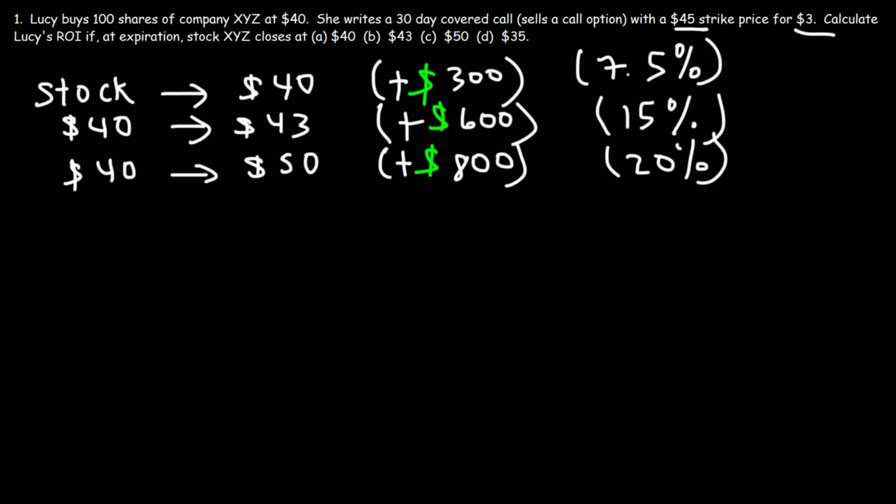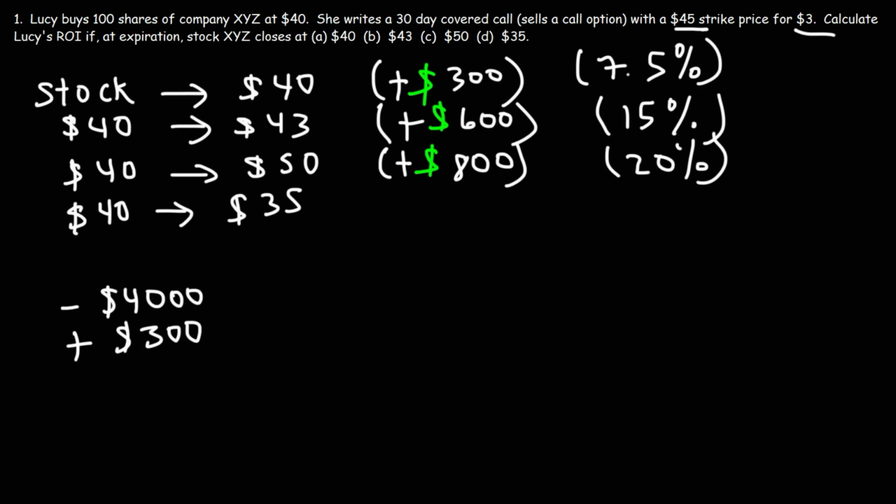Now let's consider the last scenario. That is, if the price of the stock goes down. Let's say it drops to 35. So that's not good. She put in $4,000. Now, she doesn't have to sell her stock at $35. If the price of the stock goes down, she can still maintain ownership of her shares. Nevertheless, she still keeps the $3, or the 300, that she obtained for selling the call option. So that 300 stays with her.